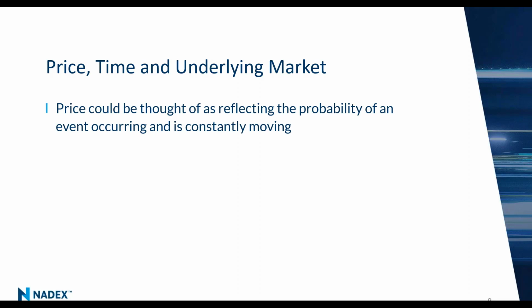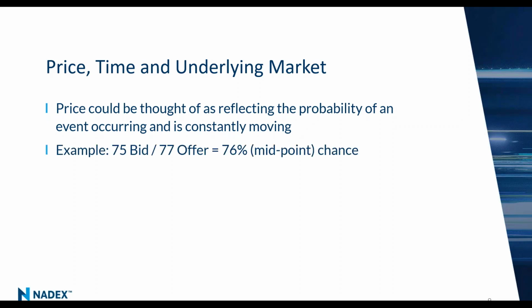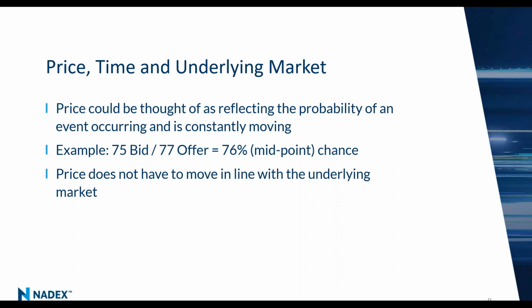Since we know that the price can be thought of as reflecting the probability of an event occurring, it will constantly move. It is not a static number. If there's a lot of time, that's going to give it more time to be true or false. That will be factored into the potential probabilities. If there's a little bit of time, that will also impact it. Okay. Now, here's an example. If the bid ask were 75, 76, and we're just making up numbers, the midpoint on this is 76. That's the market saying there's a 76% chance of this happening.